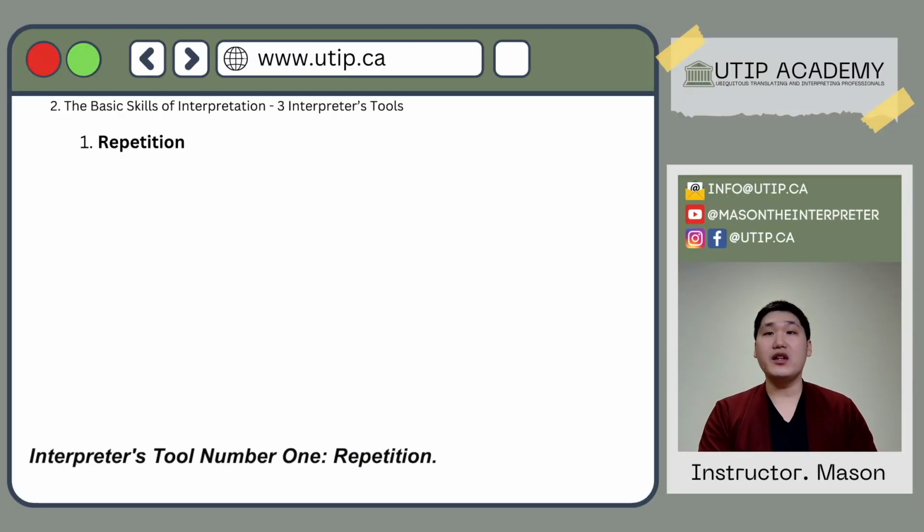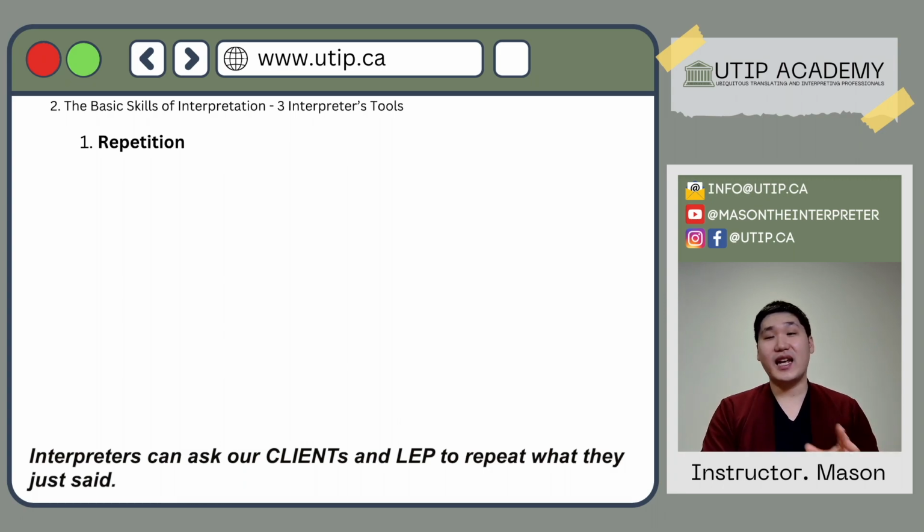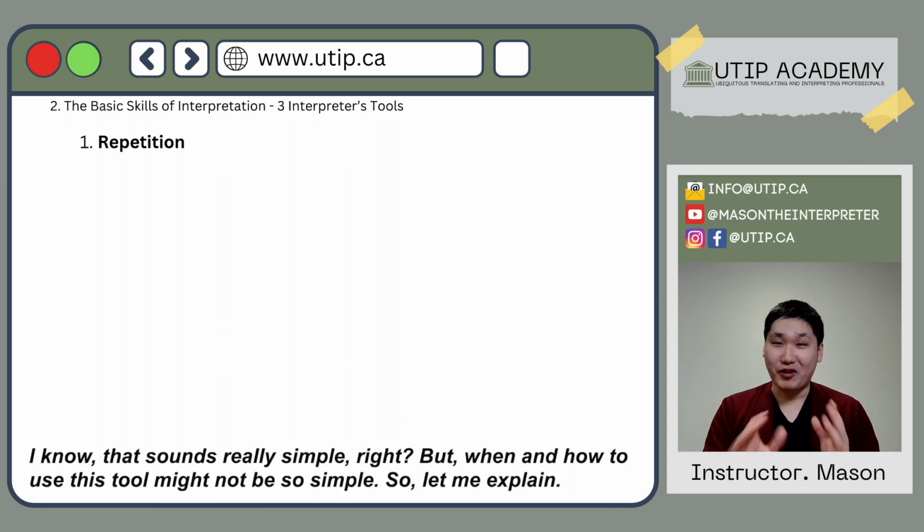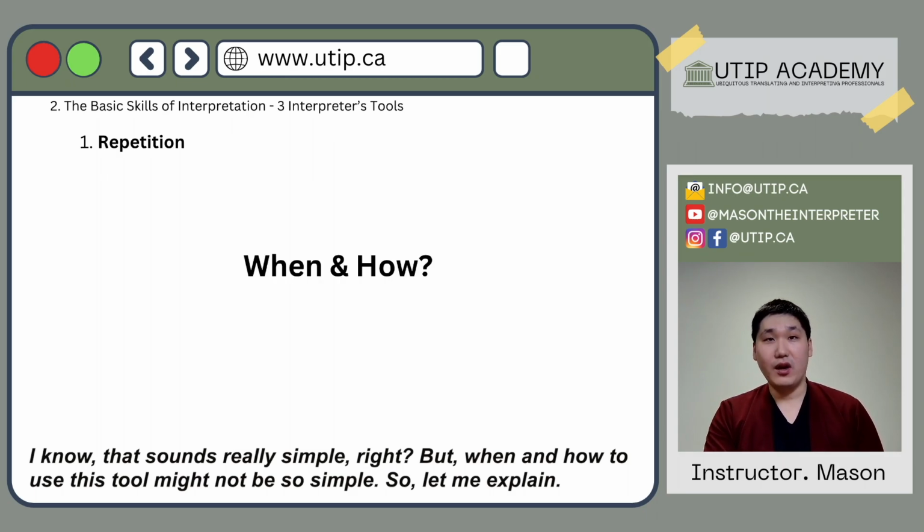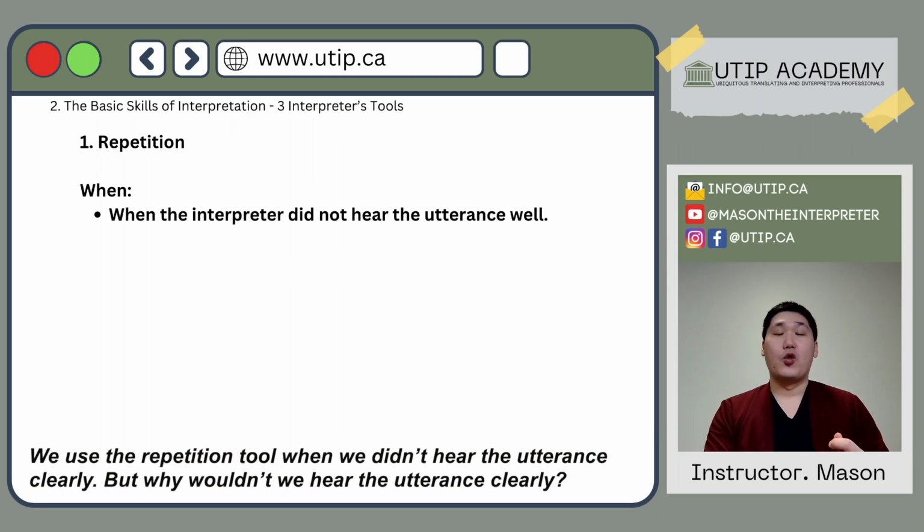Interpreters tool number 1, repetition. Interpreters can ask our clients and LEP to repeat what they just said. I know that sounds really simple, right? But when and how to use this tool might not be so simple. So let me explain. We use this repetition tool when we didn't hear the utterance clearly.